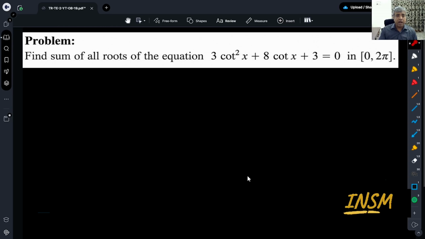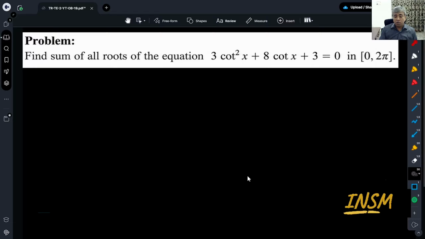It says: find the sum of all the roots of the equation 3 cot square x plus 8 cot x plus 3 equal to 0 in 0 to 2 pi. Okay, so this is a quadratic in cot x. But roots will be in x. So we have to find all the roots of x, not cot x.